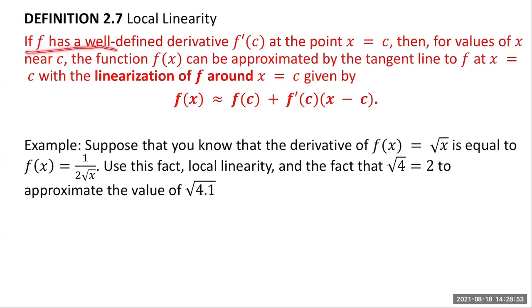If f has a well-defined derivative f prime of c at the point x equals c, then for values of x near c, this is very important, the function f of x can be approximated by the tangent line to f of x at x equals c, with the linearization of f around x equals c given by f of x is approximately equal to f of c plus f prime of c times x minus c.